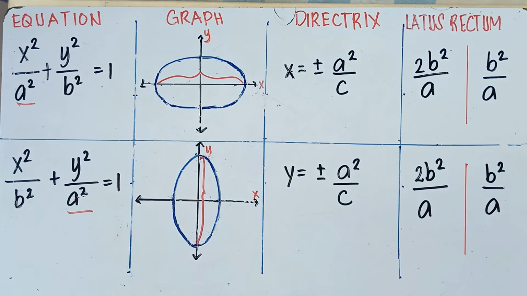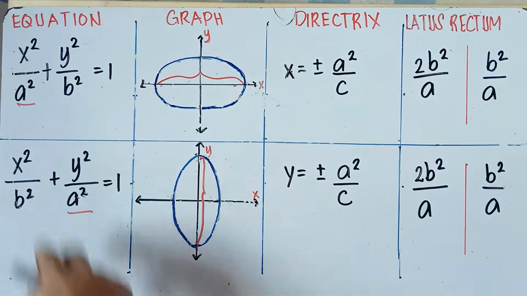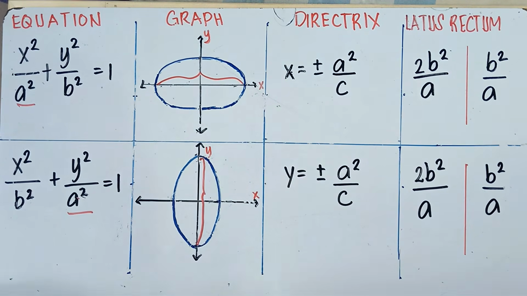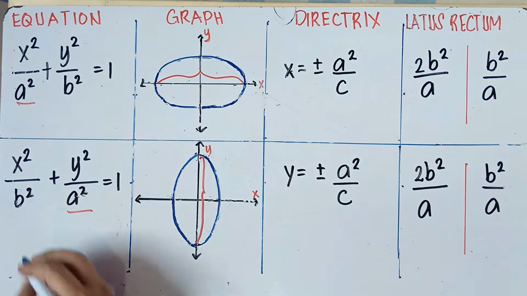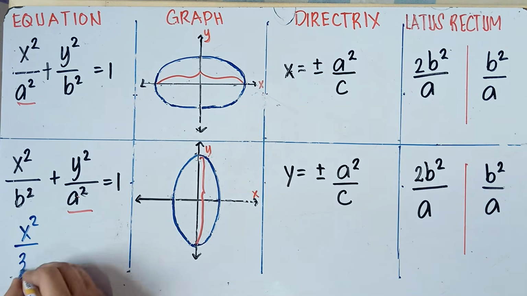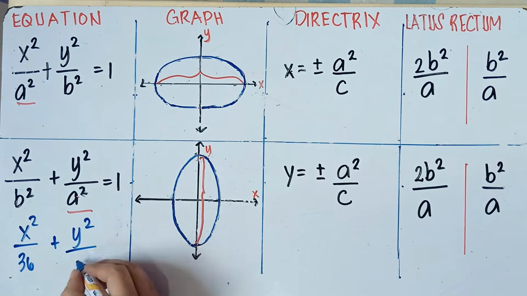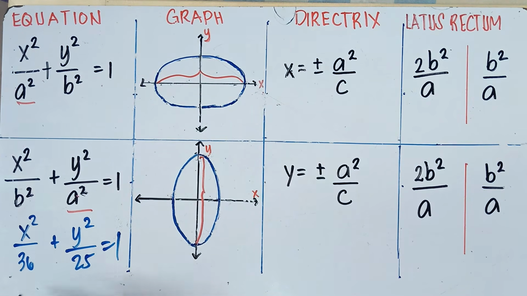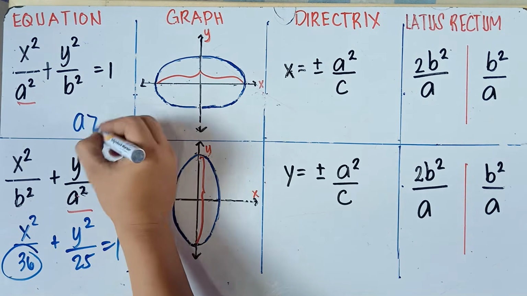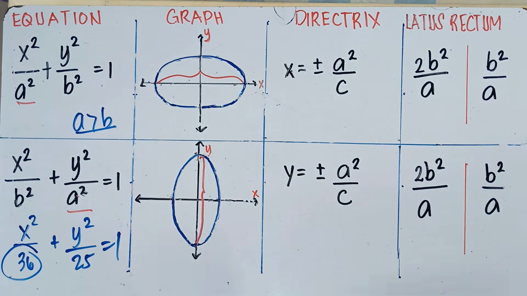Now the question there is, how will we know that a is under x squared or a is under y squared? You will know that with regards to the denominators of the given equation. For example, if you have x squared over 36 plus y squared over 25 equals 1, of course, you know a is under x squared. Why is that? Because 36 is greater than 25, and we know that a is greater than b in an ellipse. Therefore, our a is under x squared.